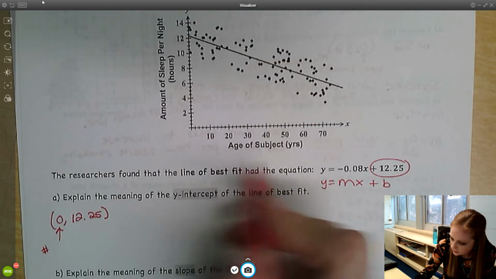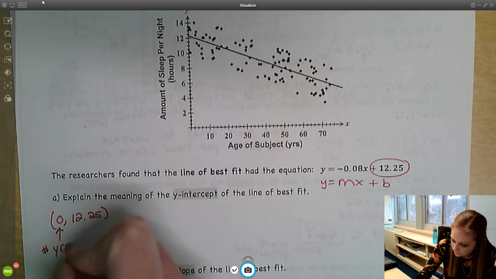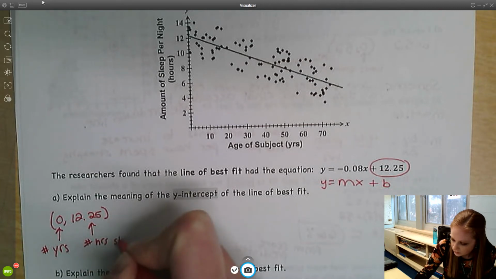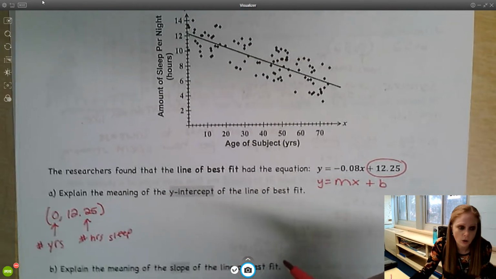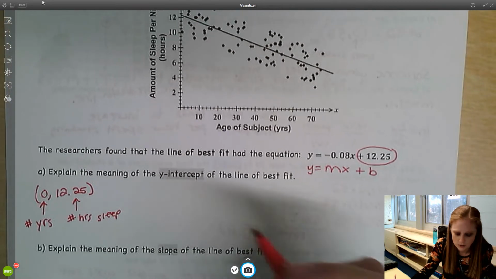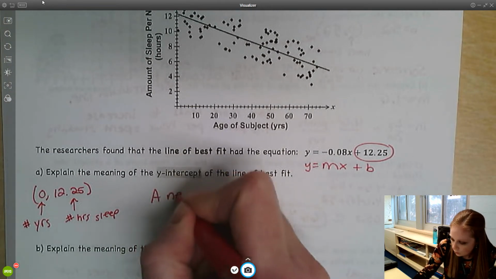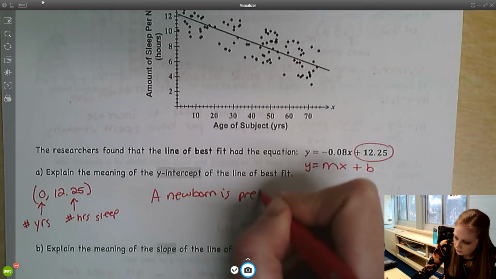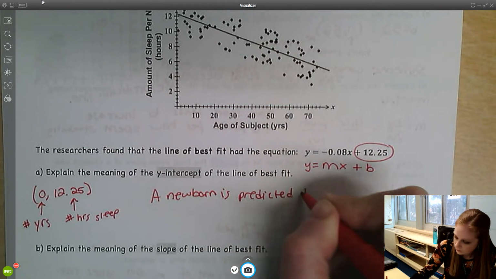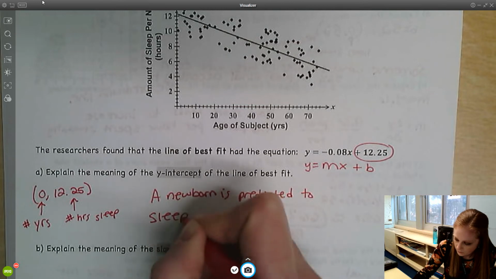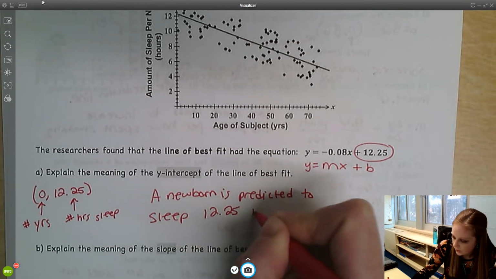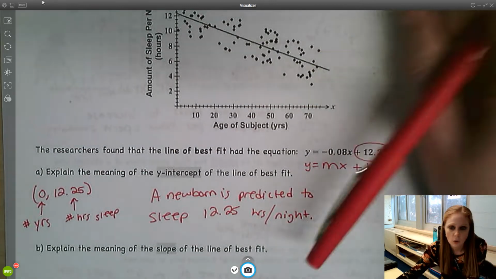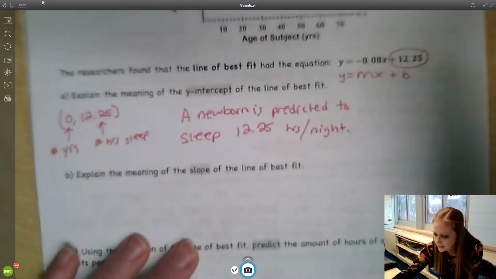0 is our x, our number of years, and this is your number of hours of sleep. So when you're 0 years old, you're getting 12.25 hours of sleep. So we can say a newborn is predicted to sleep 12.25 hours per night. The slope is negative 0.08.